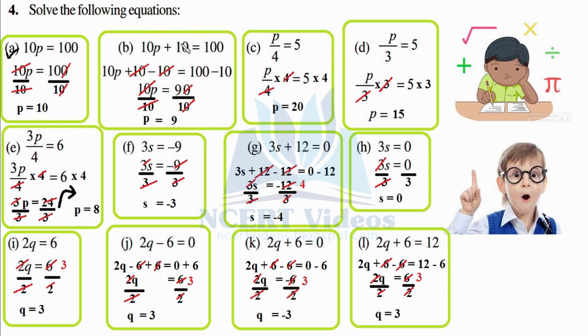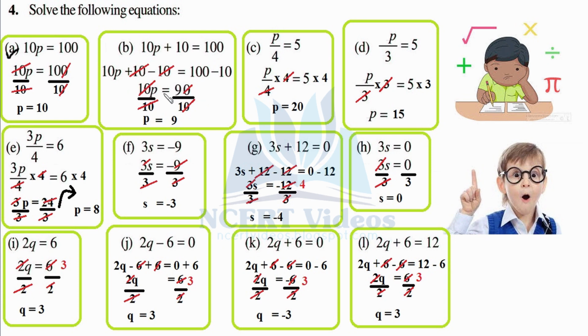First of all, we'll have to touch only the addition or subtraction. In this case, addition. We will not touch it first of all. So 10p as it is plus 10, we have to introduce the opposite sign with the same number, minus 10, equal 100 minus 10. We have to do it on both sides. 10 cancel. We are left with only 10p equals 100 minus 10 is 90.